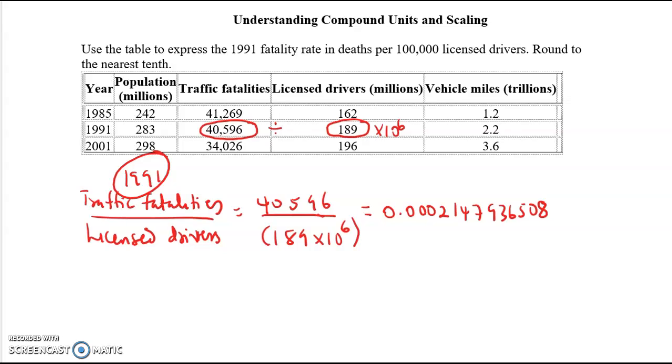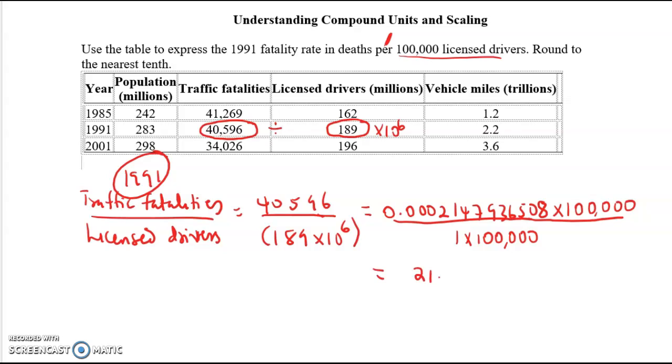This question wants us to have the fatality rate in deaths per 100,000 licensed drivers. And per means divide. So we should have this value divided by 100,000. But in math, we cannot just divide a fraction or a value by 100,000 without doing the same thing at the top. So we're going to multiply both the top part and the bottom part by 100,000. And this, when you round to one decimal place, gives you 21.5 per 100,000.